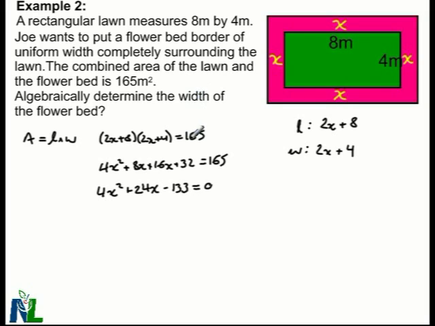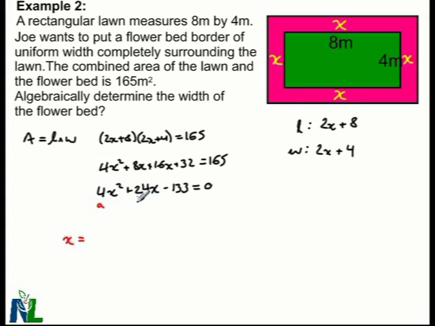I have two options now. One, I can try to factor this. The other, I can use the quadratic formula. Depending on what you're more comfortable with, your approach will vary. Because the numbers are large here, it may take me a while to find two numbers that multiply to give me a fairly large product of 532, with a difference of 24. So I'm going to use the quadratic formula.